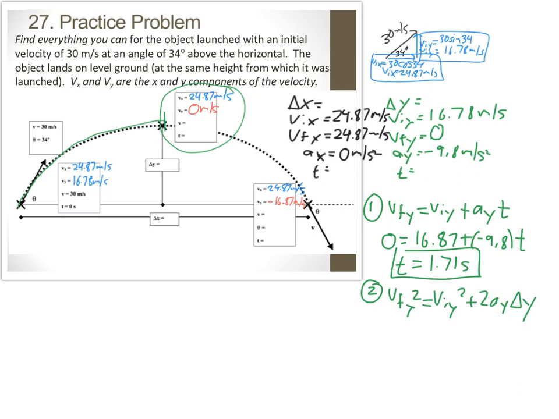I also can use the VFY squared equation to solve for my displacement at the peak. So 0 squared equals 16.87 squared plus 2 times negative 9.8 times delta y. And I go ahead and solve for my delta y and get that delta y at the peak is going to be 14.36 meters.